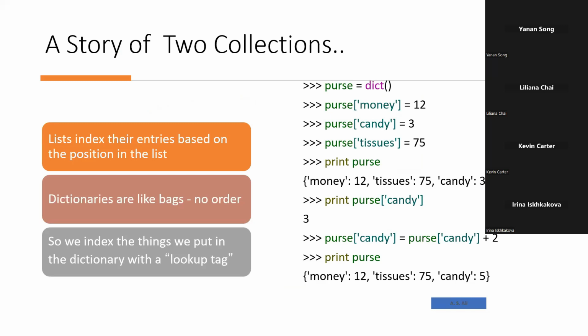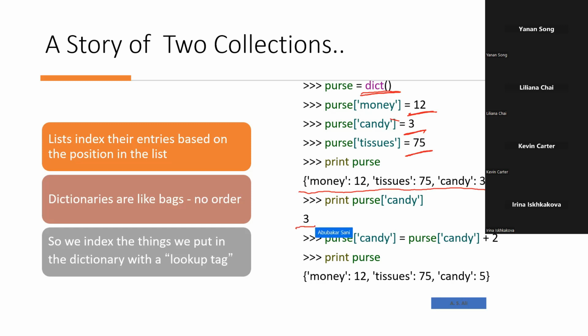So this is yet another way of instantiating a dictionary. You can say pouch. So we have our pouch, our bag, and it is a dictionary. Inside this pouch we have $12, for example, 3 candies, and 75 rolls of tissue. If I want, I can print the pouch so that I know what it is holding, and you can see this is what I get out from the computer.